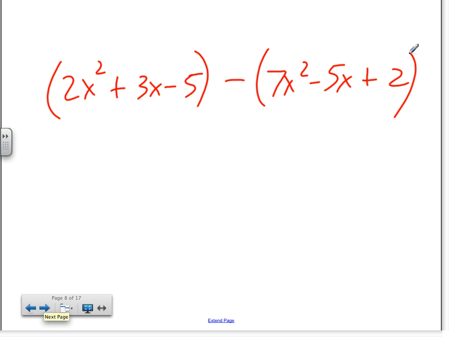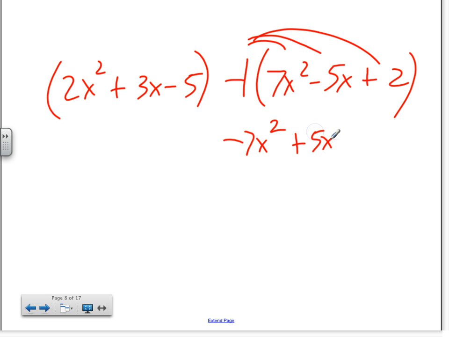Okay, how do I combine this? You distribute, just like always, distribute. There's a negative thing right here, negative 1. So what is that going to become? Negative 7 squared plus 5x minus 2. Minus 2, good. And I just kind of bring this down.